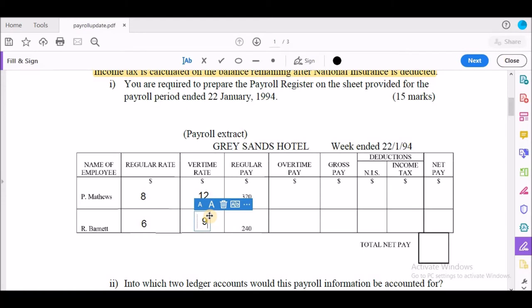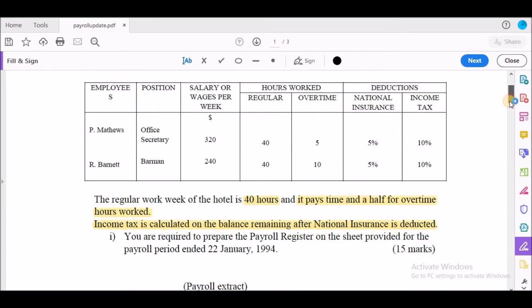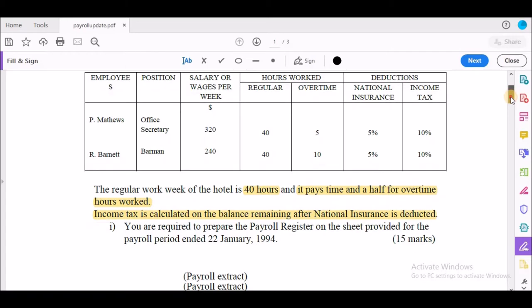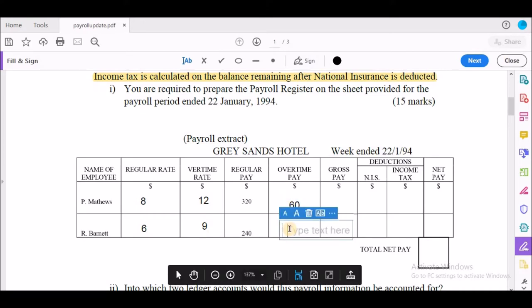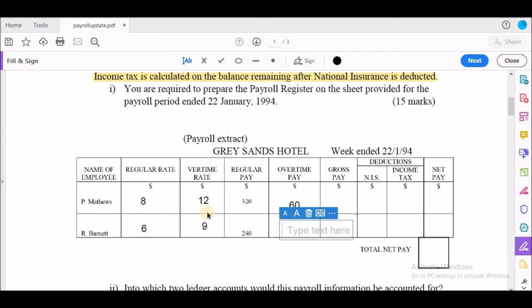Alright, so here we need to check now the overtime pay. Let's scroll up and look at the hours worked. P. Matthews worked 5 hours, Barnett worked 10 hours of overtime. So we're going to basically just multiply the rate times the number of hours. P. Matthews worked 5, so it's 5 times 12, and that's going to give you $60 for his overtime. Then Barnett worked 10 hours, so it's 10 times 9, and that's going to give you 90.